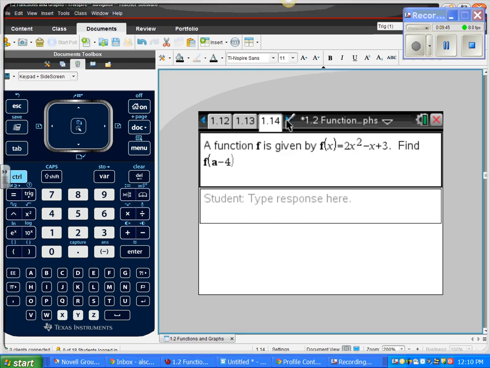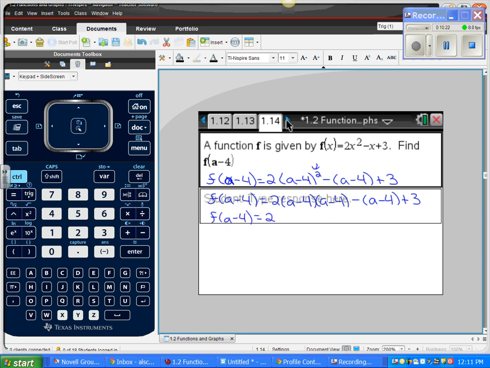All right, let's try this. f of x minus 4, or I'm sorry, f of a minus 4, my apologies. So we substitute in. Now don't forget what this quantity squared means, okay? That means that you have to actually go through and FOIL that out.